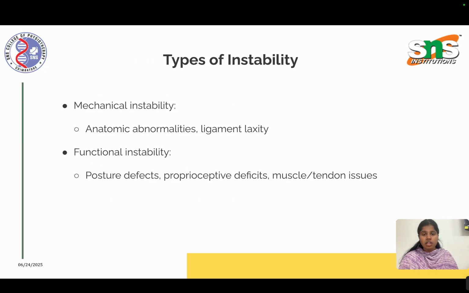Coming to the types of instability, there are two types, as we all know, that is mechanical instability and functional instability. The first one, mechanical instability, happens when there is a problem in the bones or ligaments. The bones do not fit properly, the ligaments are loose or torn, and the joint may not move correctly. All these lead to mechanical instability.